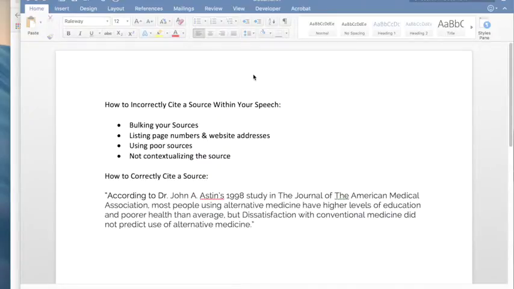So this week for your demonstration speech, you do need to have 3 sources that are clearly named within your speech. There are right ways to do this and wrong ways to do this. So strangely enough, I'm actually going to talk to you first about how to incorrectly cite a source within your speech. The most common mistake that I see within speeches or hear within speeches is when people bulk their sources.